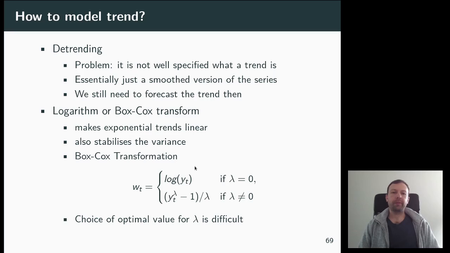However, a problem of the Box-Cox transformation is that this parameter lambda is actually not so easy to choose. So you have here another hyperparameter you need to tune. There are some automatic procedures for how to tune the lambda, but it's not easy.